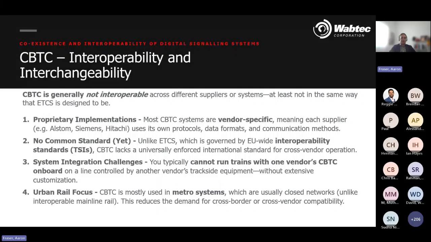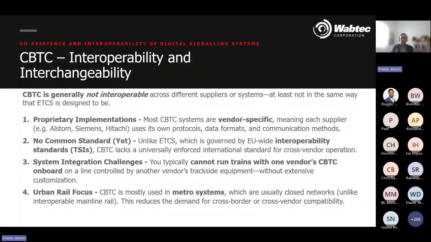As a result, a CBTC-equipped train from one supplier cannot usually operate on a CBTC line from another without major modifications. This vendor lock-in extends to both onboard and wayside equipment, creating long-term dependency and limiting flexibility in operations and procurement. However, it should be noted that CBTC is designed as a tightly integrated end-to-end system and a closed network. So in most cases, it really isn't an issue.